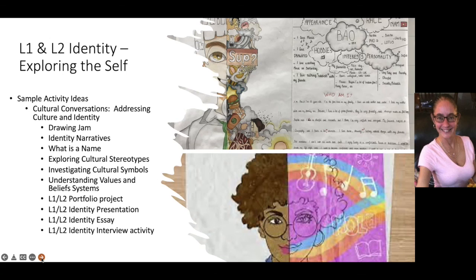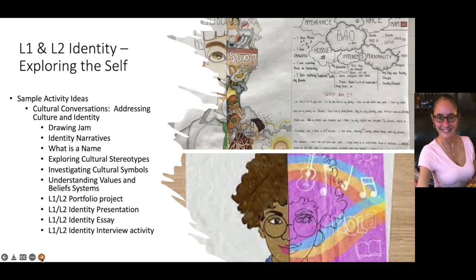So I gave you two concrete examples of projects and how those projects could be adapted, right? So that they could be done with less materials, less time. But here I'm just giving you a whole bunch of different examples of things that we've done and can be done. So it's just about cultural conversations, identity conversations.